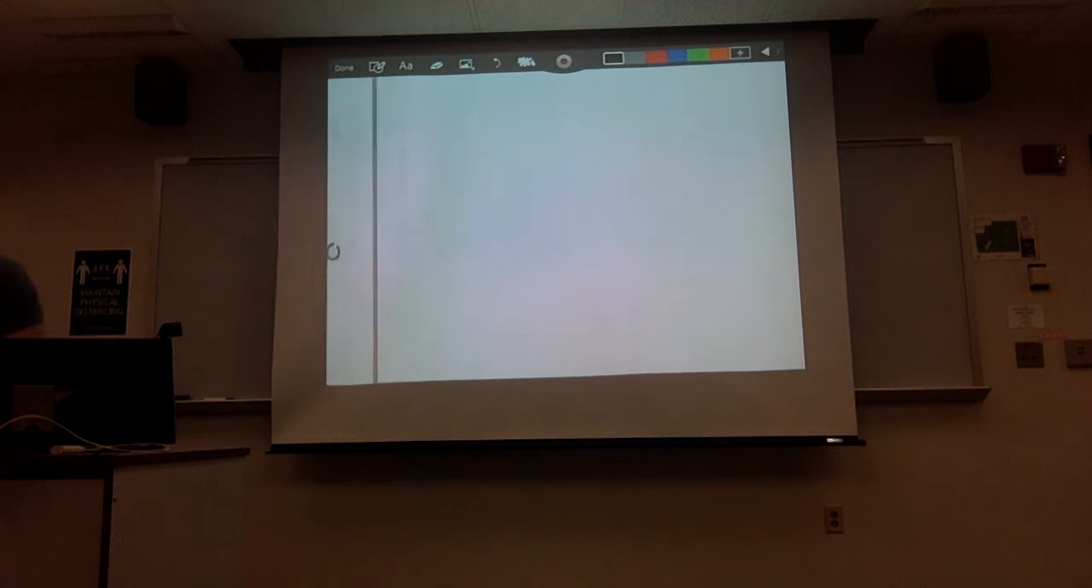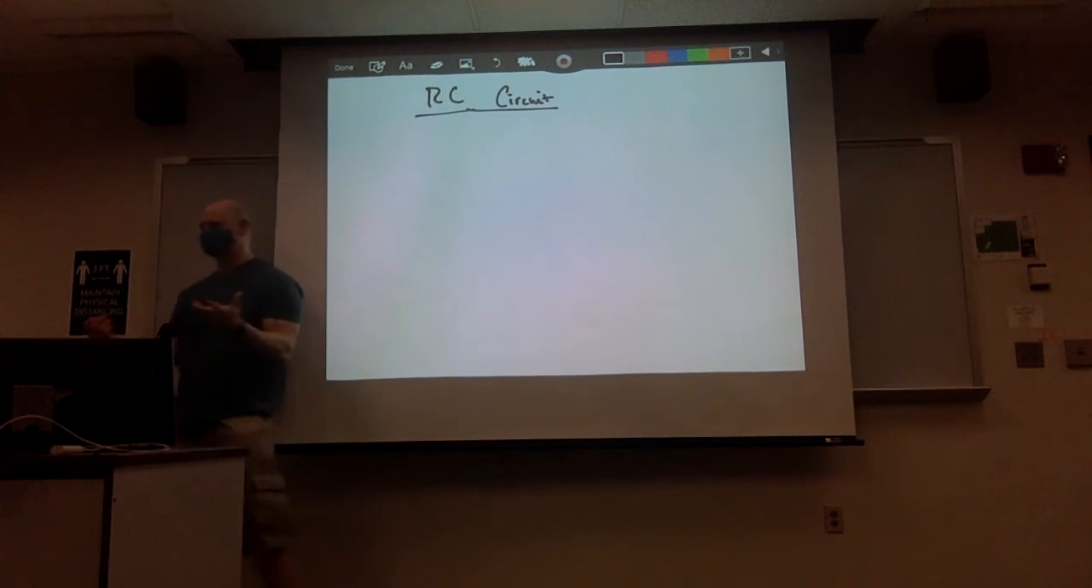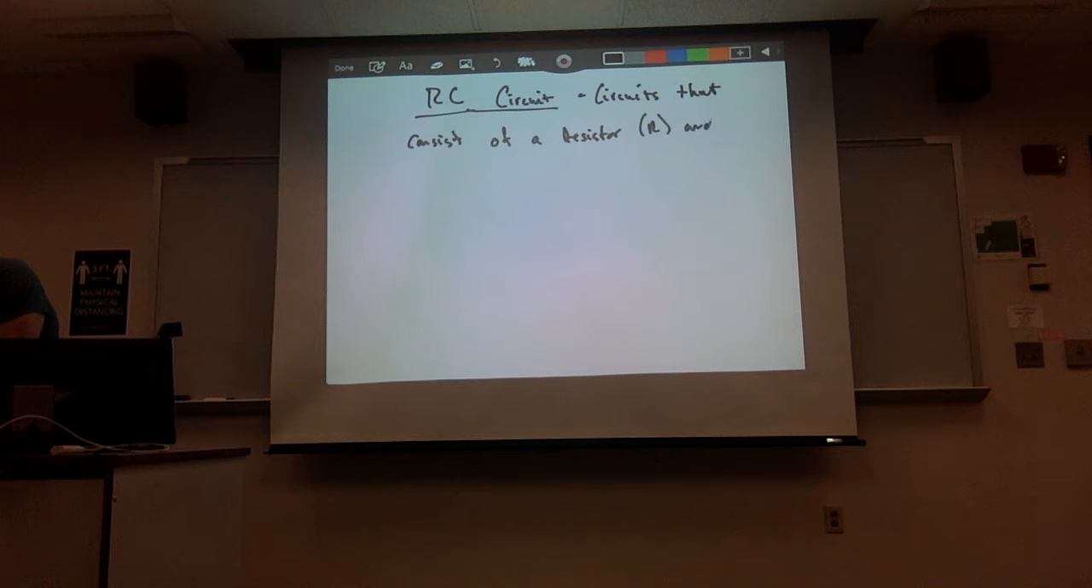So our last topic, we're going to start talking about something we saw in lab, which is what's known as an RC circuit. So what's an RC circuit? An RC circuit is literally a circuit created by a resistor, hence R, and a capacitor, hence C. So these are circuits that consist of a resistor, R, and a capacitor, C.